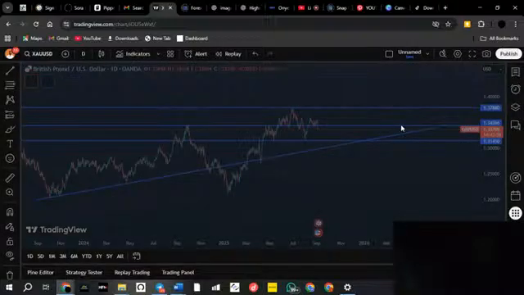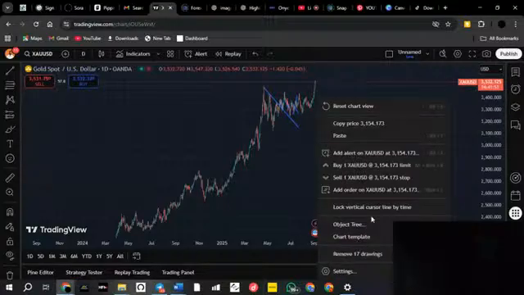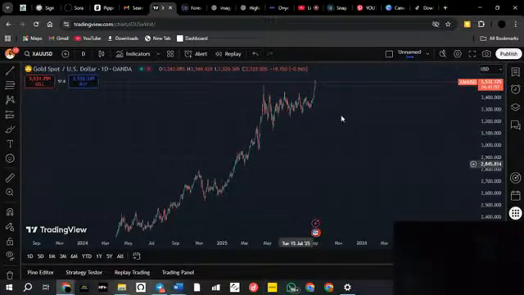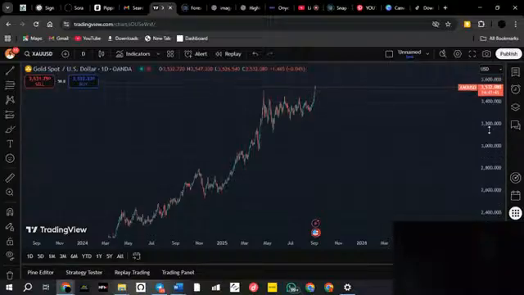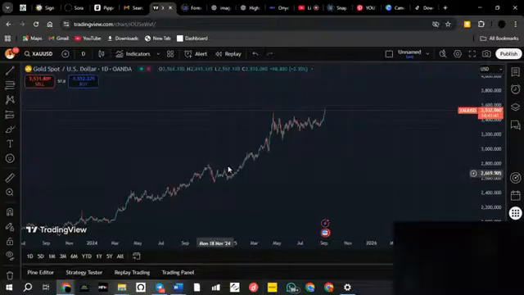Gold has been on a bullish trend for as long as I can remember. So basically, I will say on the higher time frame, it is so unsafe to look for a sell. So whatever strategy you're trading, try to find a buy trade. Gold is on a bullish trend.